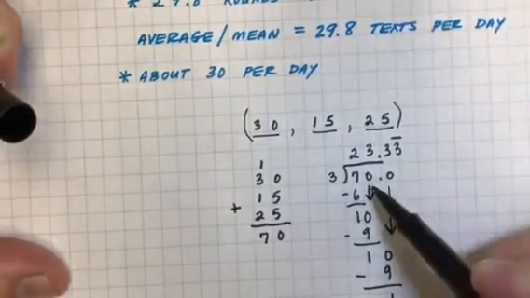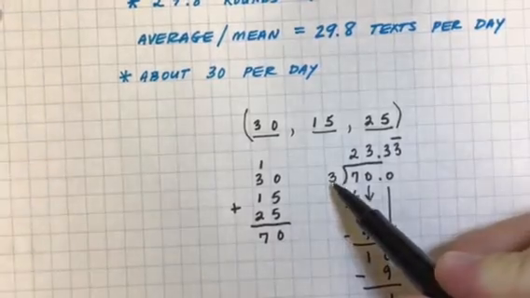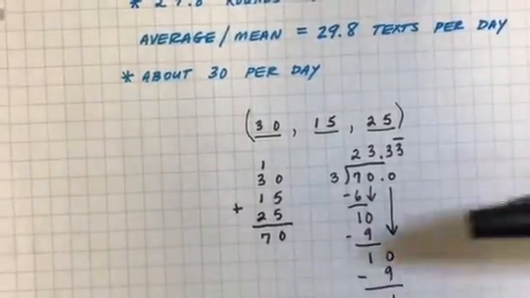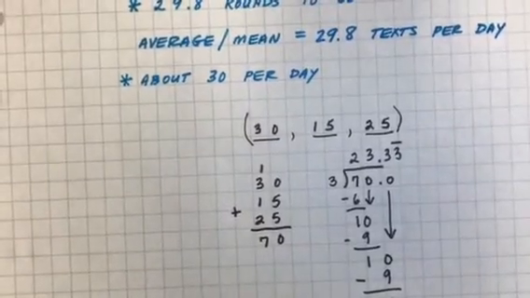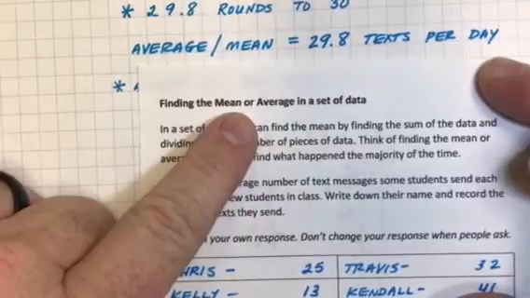So all we do is find the total of the sum of all the numbers in our set and divide that total by however many numbers there were in that set of data. And it works for big data sets and small data sets. And that's the very basics of calculating the mean or the average of a set of data.